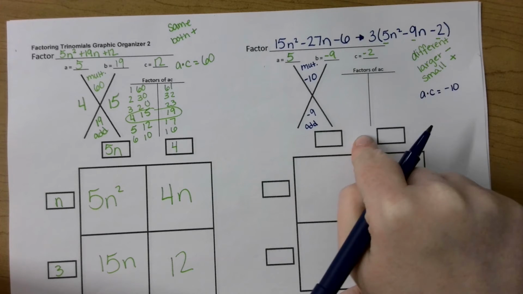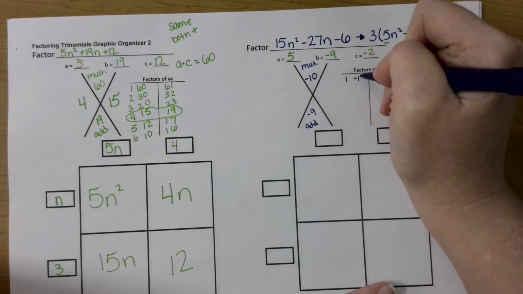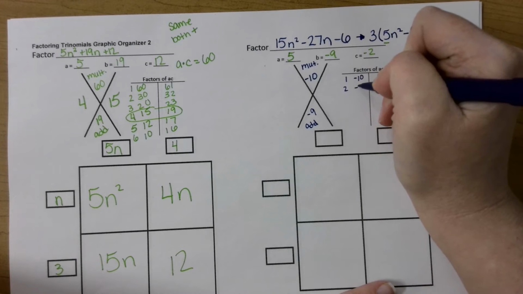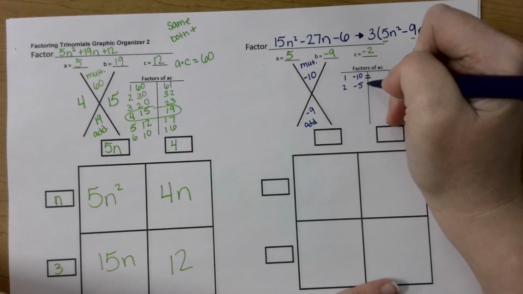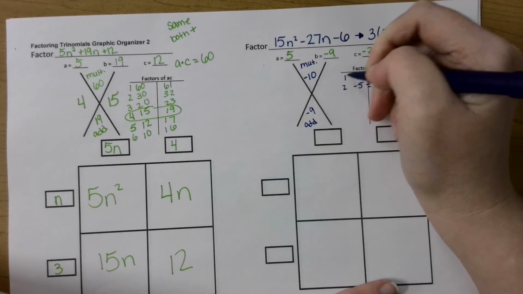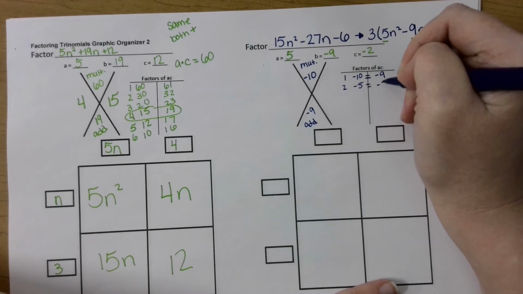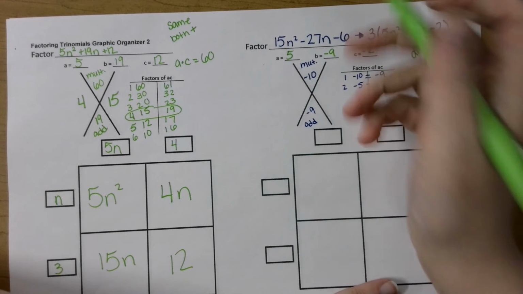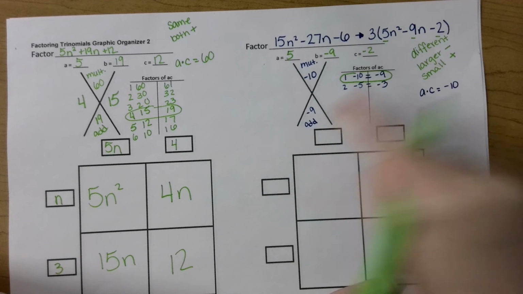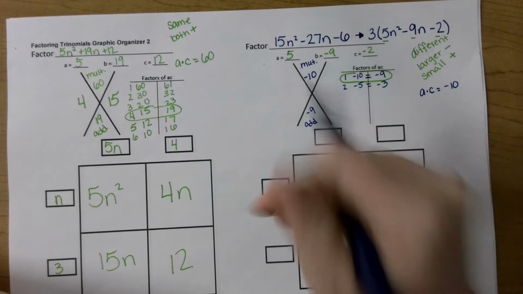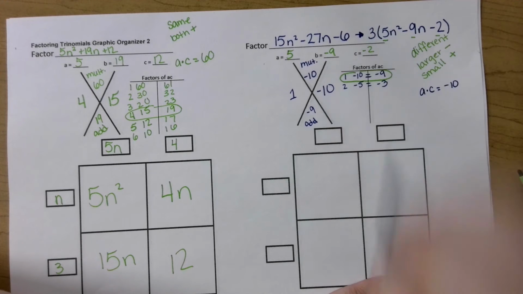So we're going to list all the factors. So I have 1 and -10. I have 2 and -5. And those are all my factors of 10. So when I add them, 1 plus -10 is -9. 2 plus -5 is -3. So when I go to choose 2 factors to use, I'm going to use the ones that add to -9. So my 2 factors are 1 and -10.